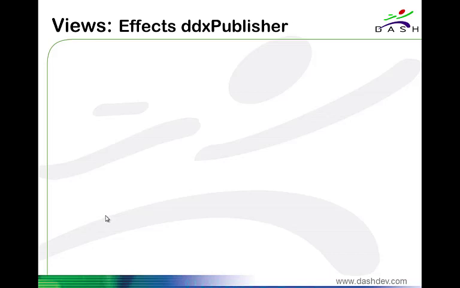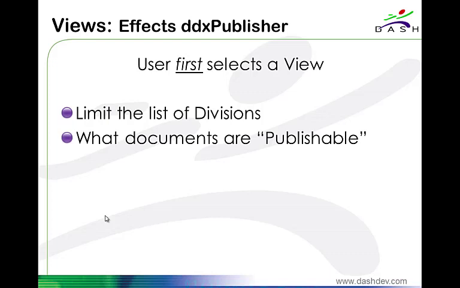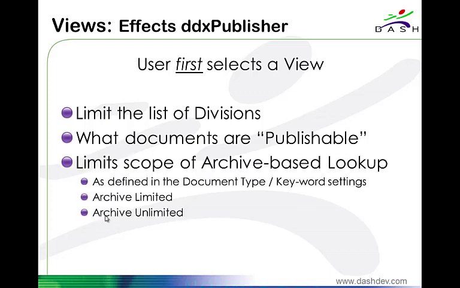A view also affects the publisher. The user first selects a view, just like in the viewer. And this limits the list of divisions at their disposal and limits what document types are publishable. So I may not be able to use the publisher to put away a certain type of document because of constraints placed on me by the view I've selected. It also limits the scope of archive-based lookups.